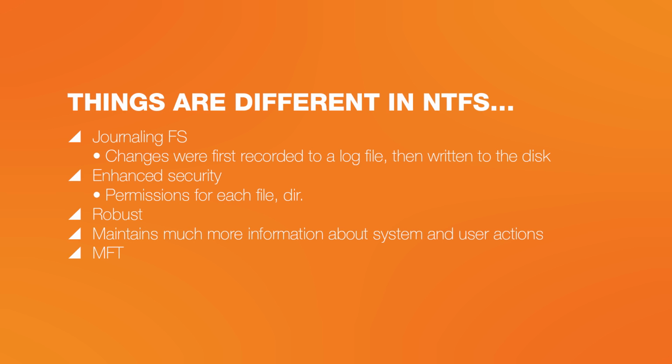In order to improve performance, reliability, and support large disk volumes, Microsoft developed the NTFS file system for Windows NT in the early 90s. NTFS is still widely used today. NTFS is a robust journaling file system. Changes in the file system are first recorded to a log file, then written to the disk. It enhances security by storing permissions for each file and directory.